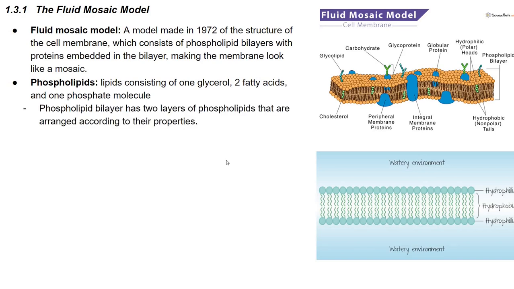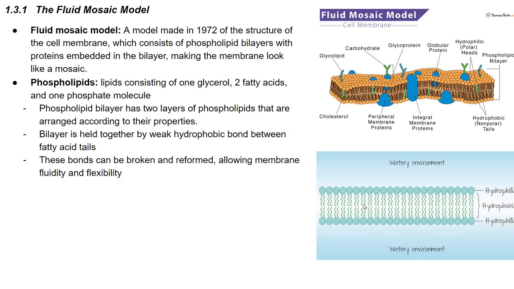So the phospholipid bilayer has two layers of phospholipids that are arranged according to their properties. They're held together by weak hydrophobic bonds between the fatty acid tails. And these bonds can be broken and reformed, which gives the membrane its fluidity and flexibility. So saturated fatty acid tails are viscous, meaning they are rigid, while the unsaturated ones are fluid.